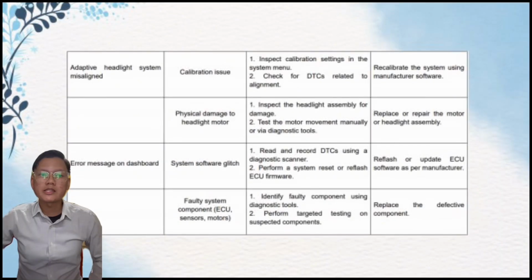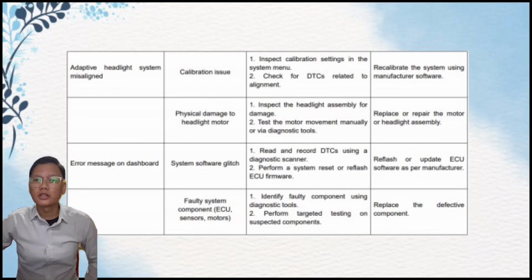Adaptive headlight system misaligned. Could be a calibration issue. So, inspect calibration settings in the system menu. Next, check for DTCs related to alignment. Solution for this is to recalibrate the system using manufacturer software.